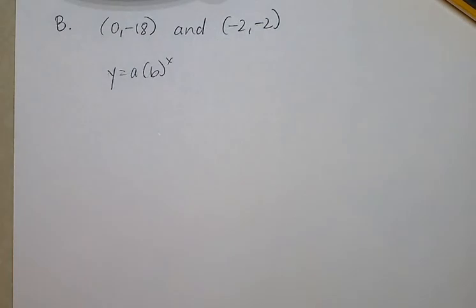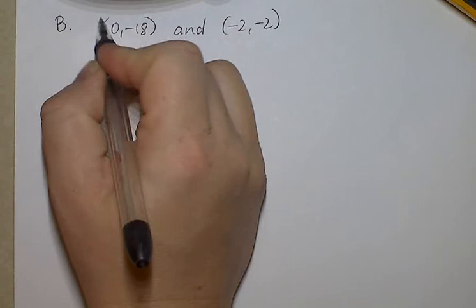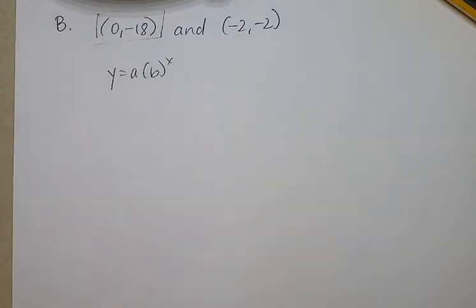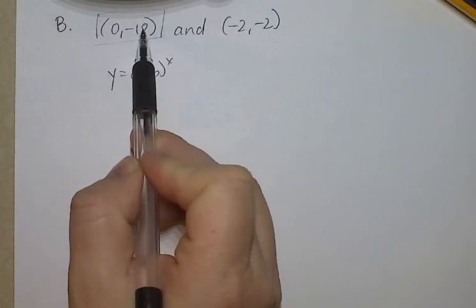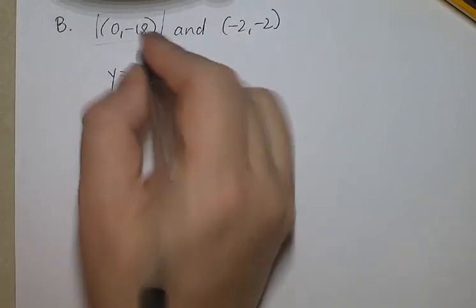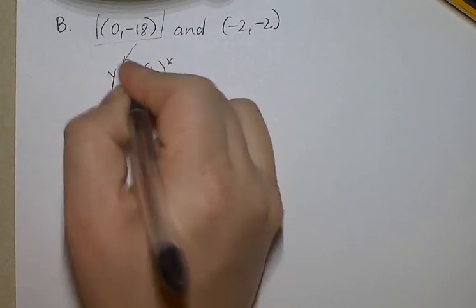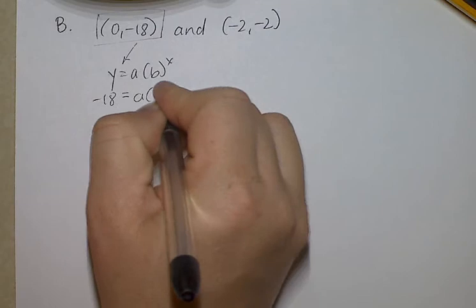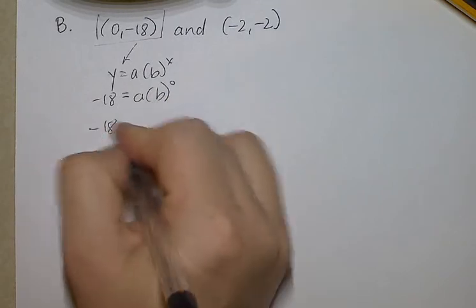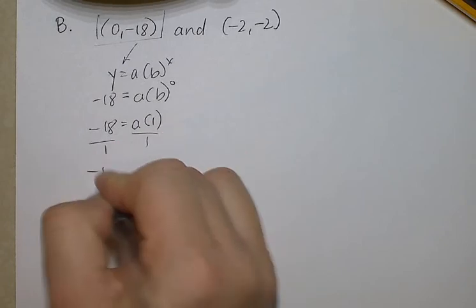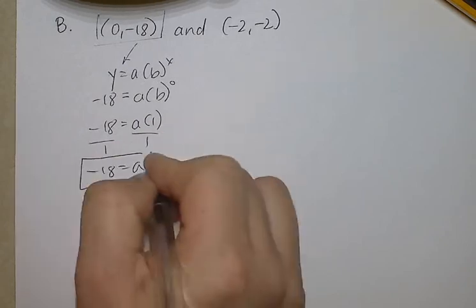All right, so again, we can see that this is an example of a y-intercept because we have 0 for x and some value for y. We're not always going to have that, but when we do, let's take advantage. So in for the y is a -18, and in for the x is a 0. We know that b raised to 0 is really 1, and so a is -18.